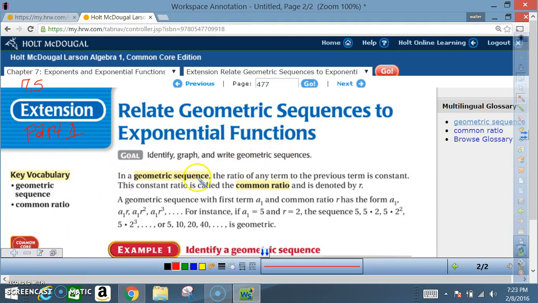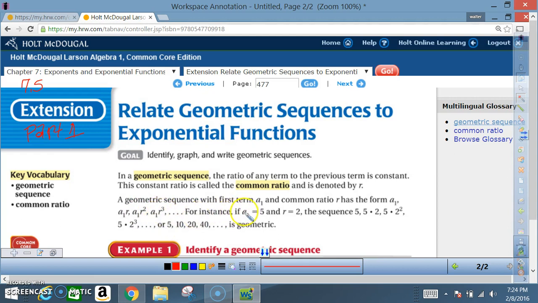In a geometric sequence, the ratio of any term to the previous term is constant. This constant is called the common ratio and is denoted by r. A geometric sequence with the first term, a sub 1, or just a1, and common ratio r, has the form a sub 1, a sub 1 times r, a sub 1 times r squared, a sub 1 times r cubed.